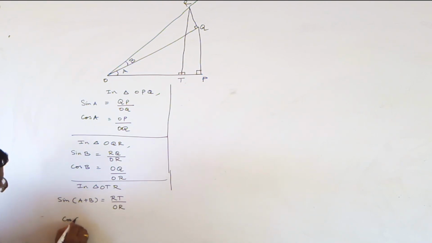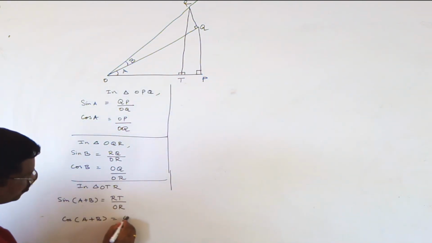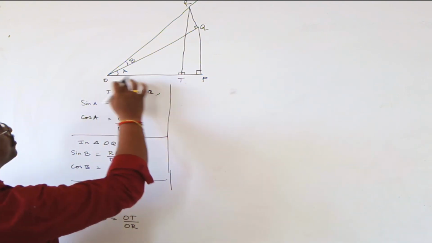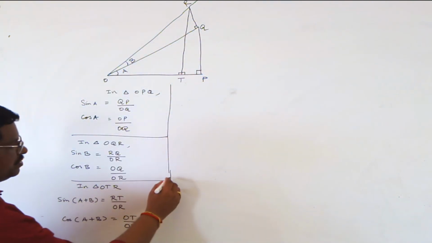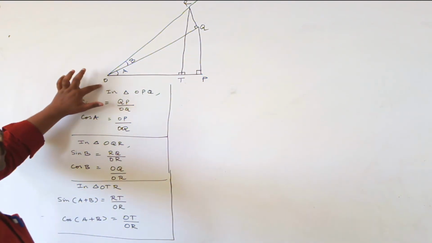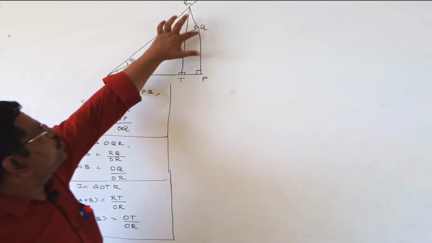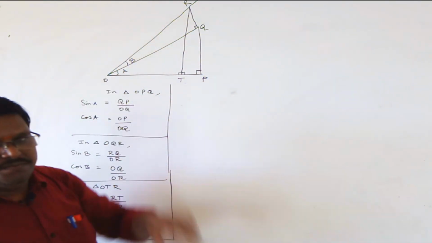Similarly, we can find cos of A plus B also. Cos of A plus B is equal to the adjacent side OT by the hypotenuse OR. OT is the adjacent side and OR is the hypotenuse. So we have got three different triangles here. The first triangle is OPQ, another triangle is OQR, and the third triangle is OTR.